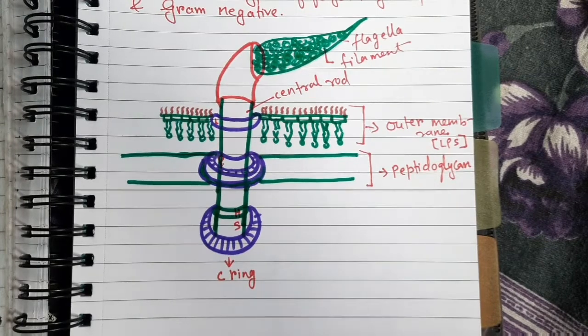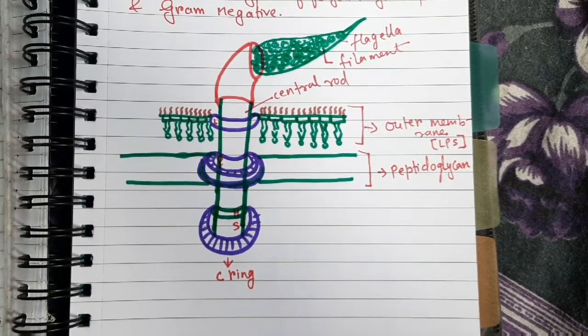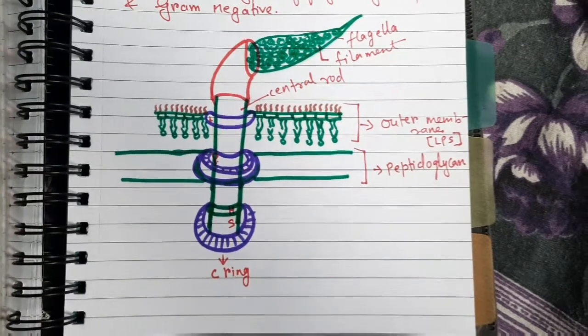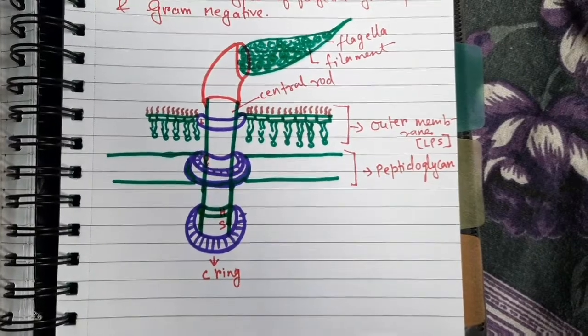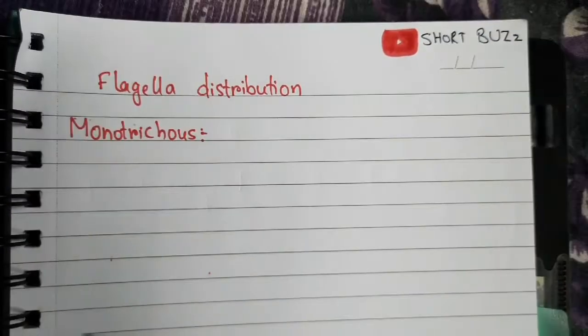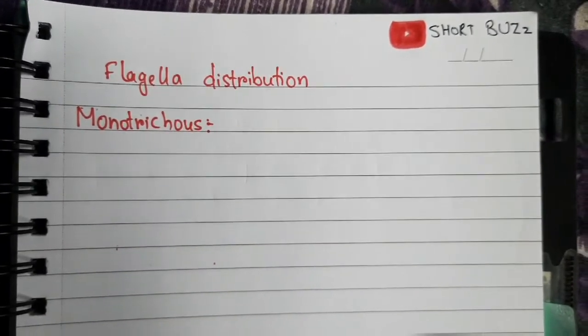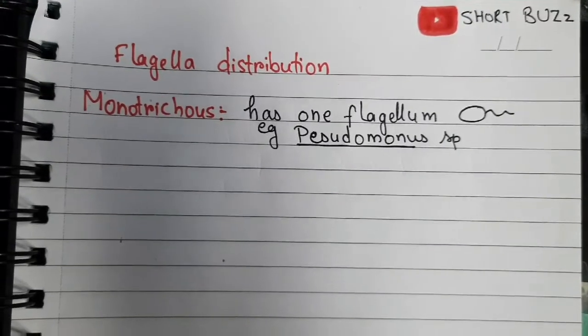Now flagella may be variously distributed over the surface of bacterial cells in distinguished patterns. Basically flagella are either polar, arising from one or both poles. Now let us discuss flagella distribution. The first one is Monotrichous. Monotrichous has one flagellum. Example, Pseudomonas species.